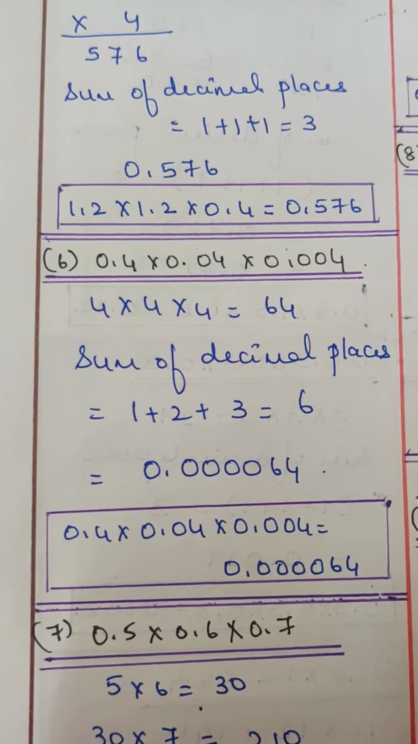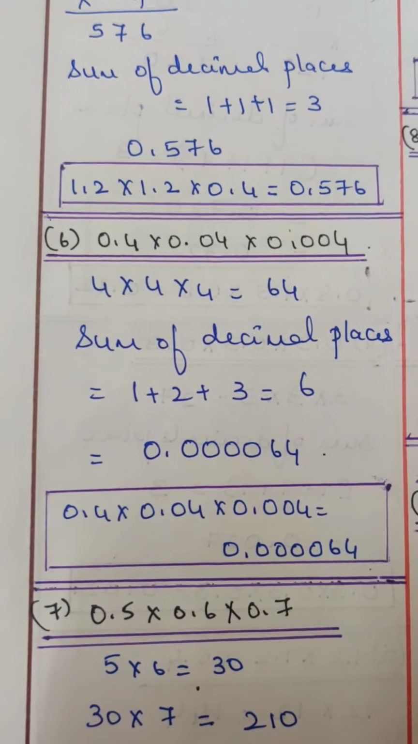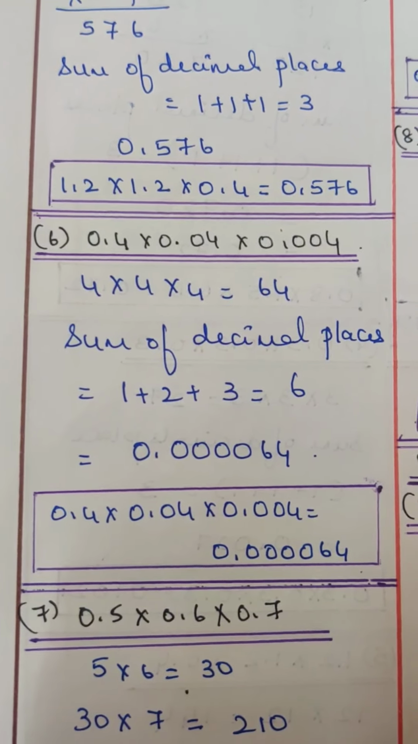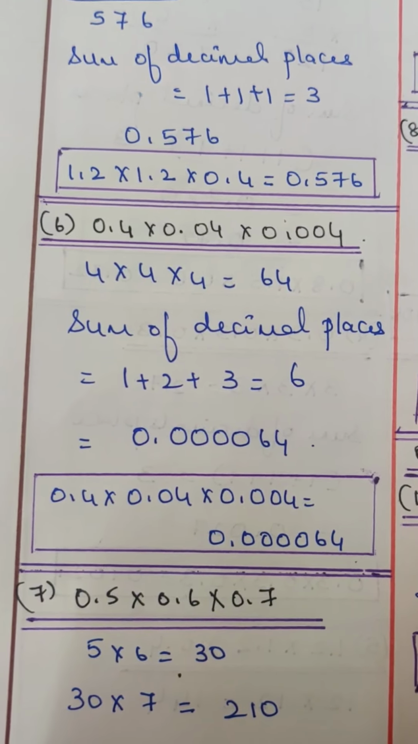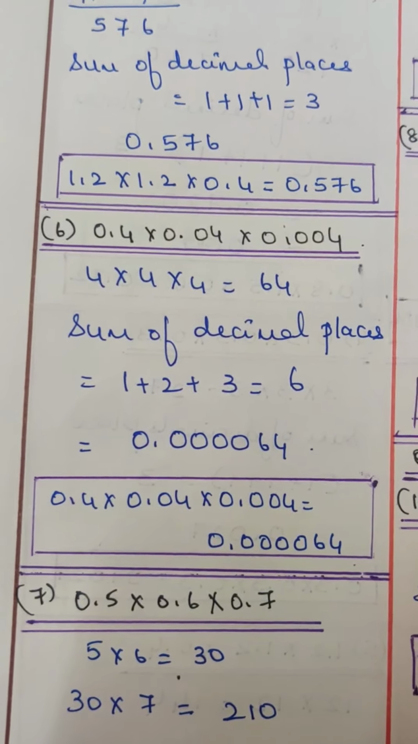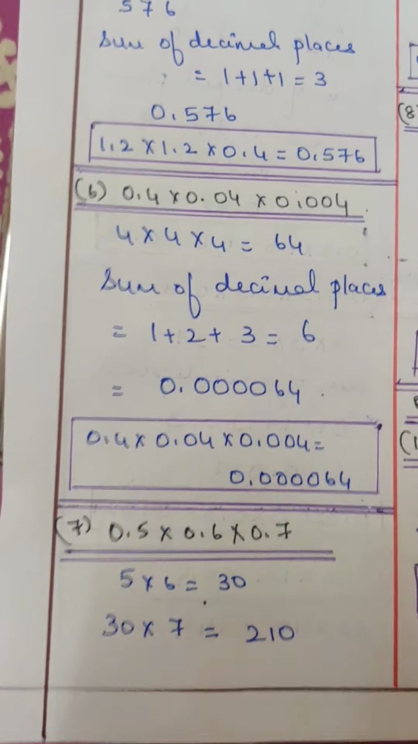Now, 0.4 into 0.4 into 0.004. So 4 into 4 into 4 is 64. Sum of the decimal places is 1 plus 2 plus 3. You just have 64. So you need 4 more zeros to be placed before placing a point. So it becomes 0.000064. Hope this is clear.